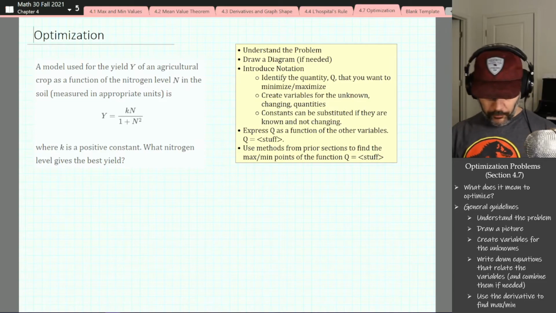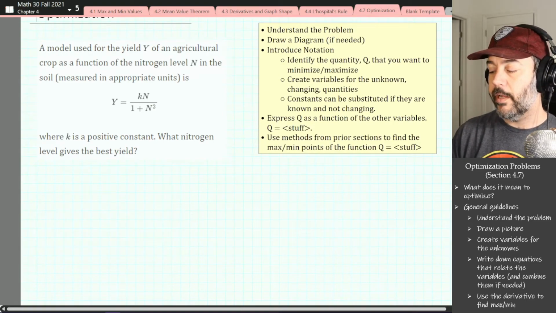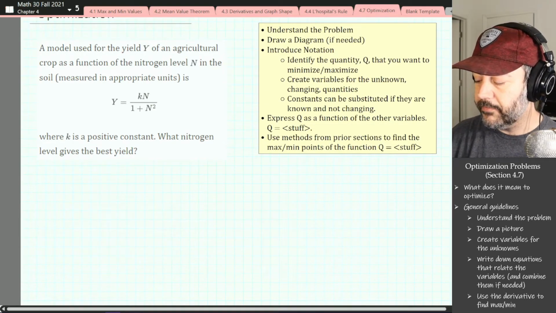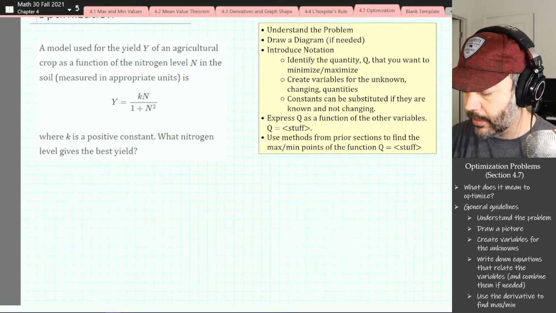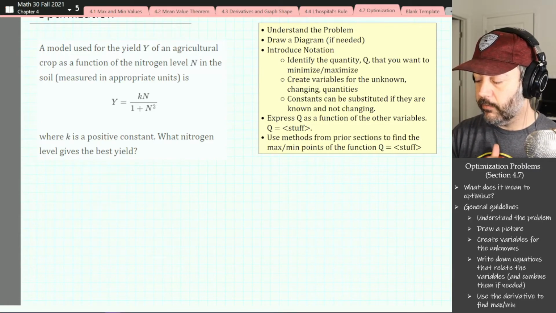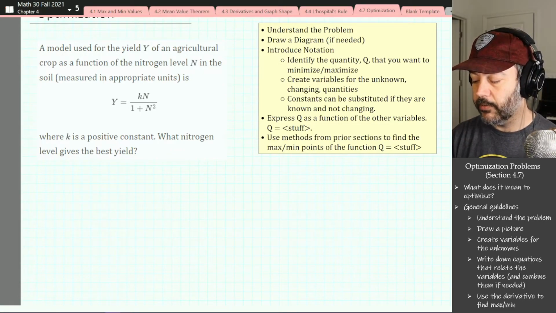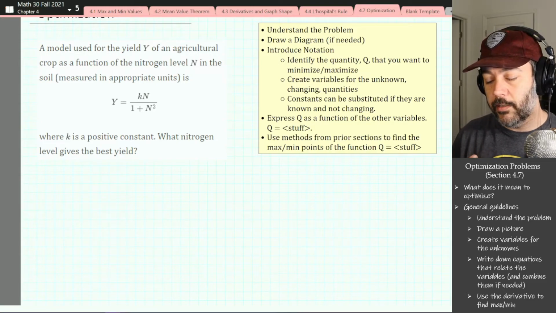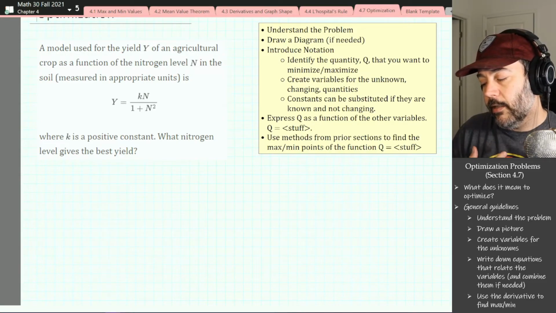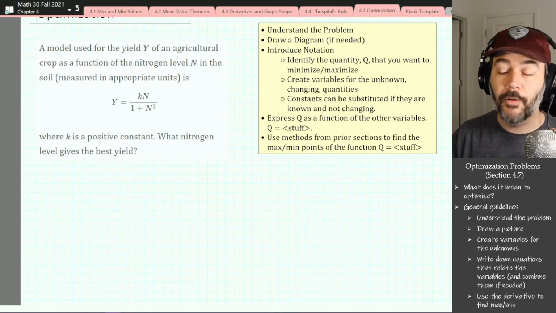Here's another example. A model used for the yield y of an agricultural crop is a function of the nitrogen level N in the soil measured in appropriate units is y equals Kn over 1 plus n squared, where k is a positive constant. What nitrogen level gives the best yield? Okay, yield is a word used in production to be like the largest amount produced. It's used specifically in production of agriculture.